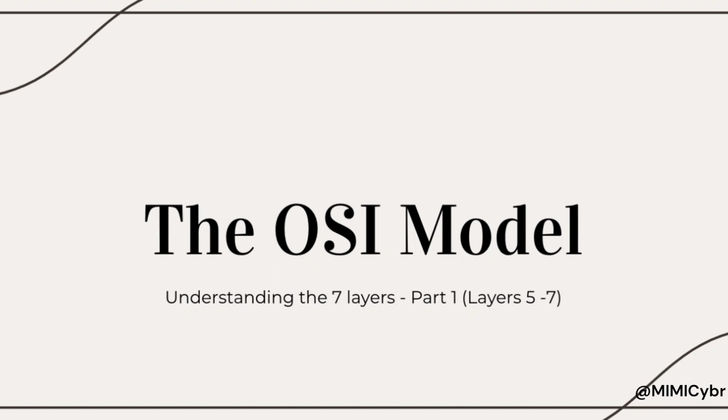Today we are going to be discussing the OSI model and the 7 layers of the OSI model. This video is going to be divided into two parts. In part 1, which is the video right now, we are going to be going over layers 5 to 7, and in the next video, part 2, we are going to be going over layers 1 to 4. So let's just get right started into it.